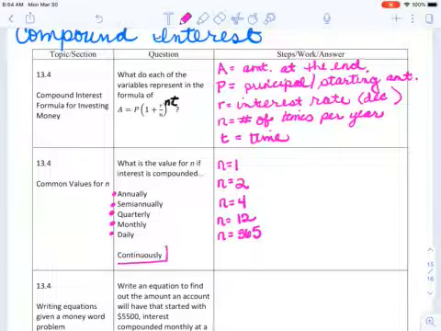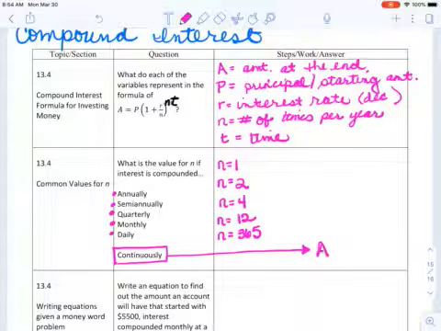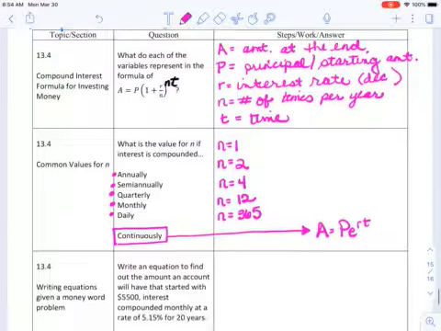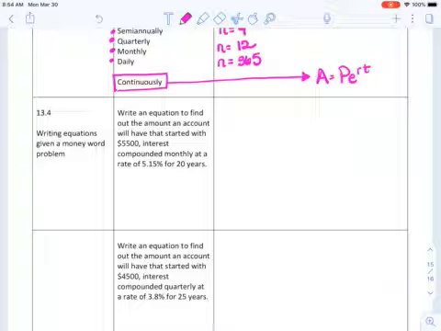Now, what if it's being compounded continuously? Again, that's the formula we used in the last section. And you would just use that one instead.